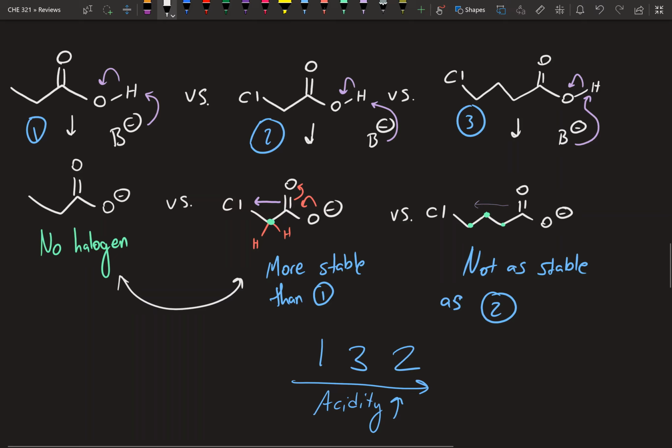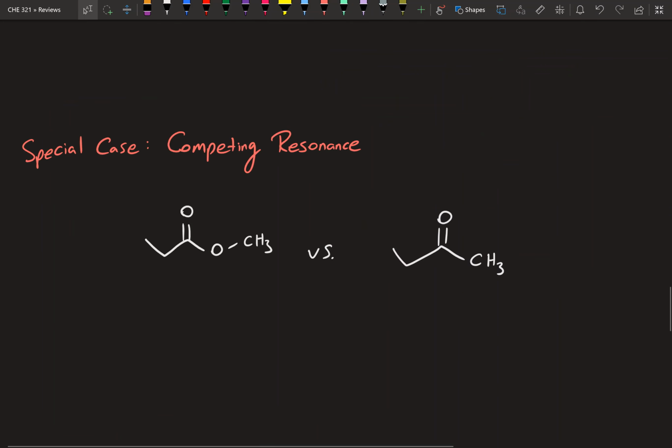So that's definitely a common question they like to ask on the test. They will usually give you 3 compounds and ask you to arrange them in terms of acidity. I think there's something like that on the workshop. And so now let's move on to a special case.